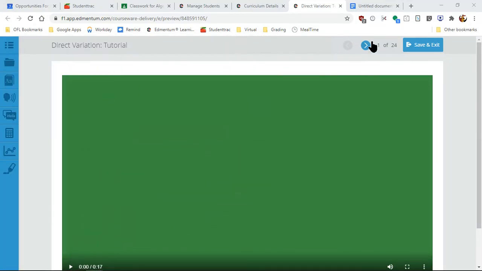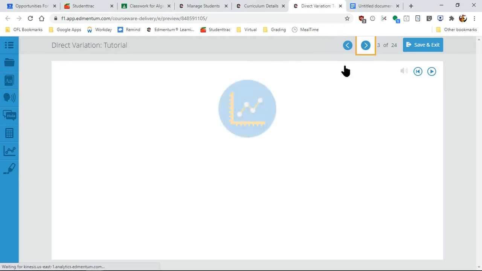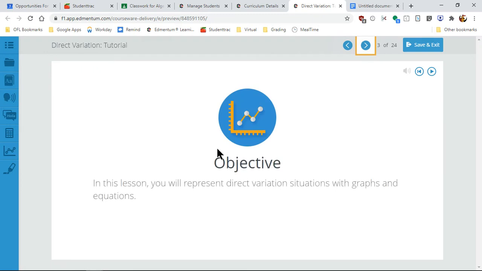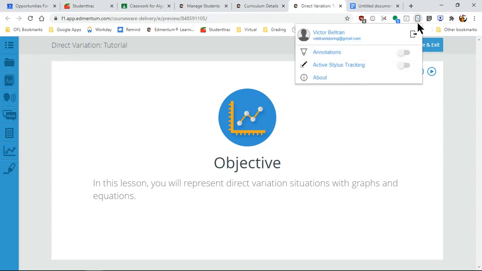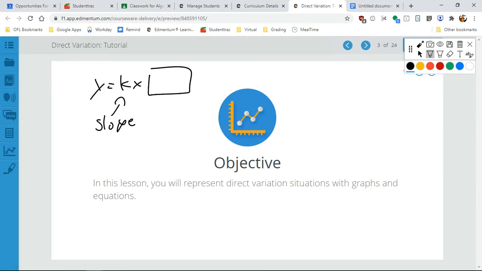So this tutorial is about direct variation. Think of direct variation as what we've already done, but without an intercept. I don't know why we don't start with this equation first, and Edmentum's just weird. But the idea of direct variation is y equals kx. Basically, this is still our slope. So the only difference you'll see here is that there's no b. There's no y-intercept.